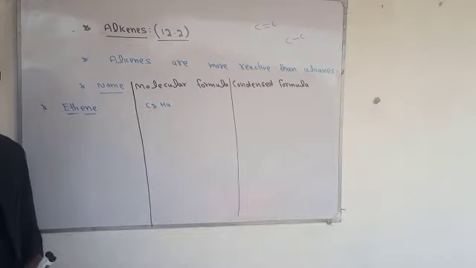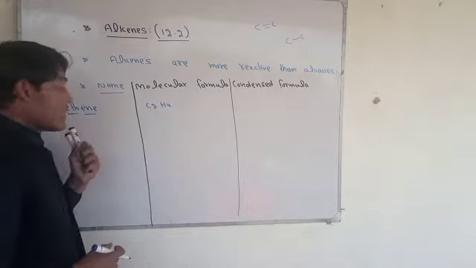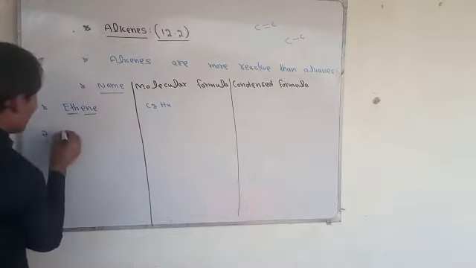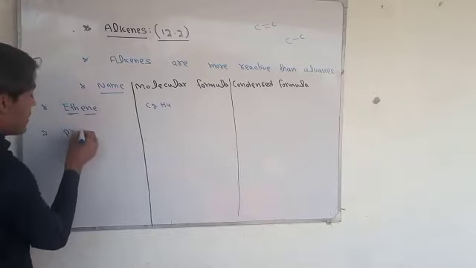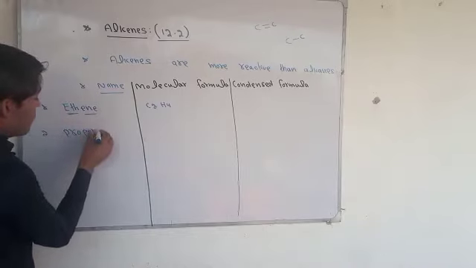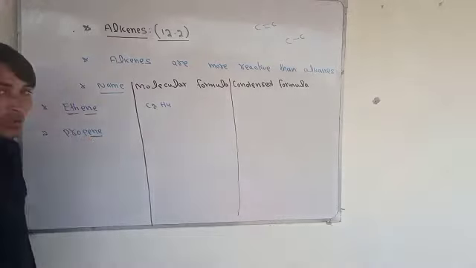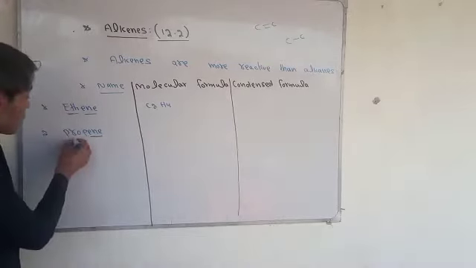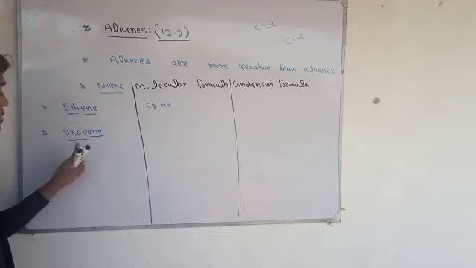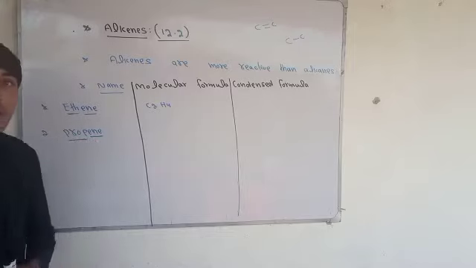Now let's talk about the next one. After ethene we have pro, so we can write pro and then pene: propene. The ene is the ending. So pro is the prefix and ene is the suffix, and we call it propene.